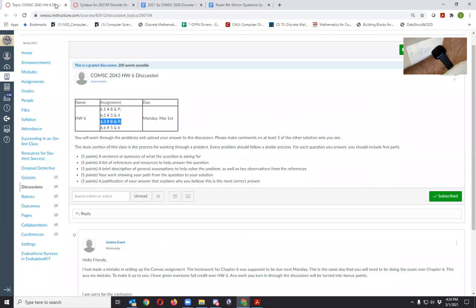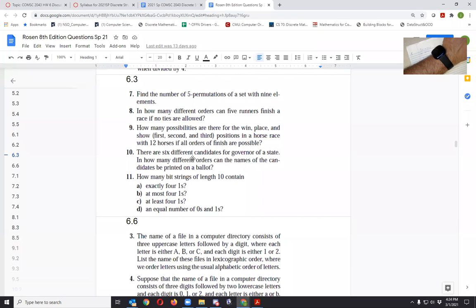The second question is question 9. It says, how many possibilities are there for first place, second, and third in a horse race with 12 horses if all orders of finishes are possible? So in this case, on number 9, we've got 12 horses, and it says pick 3.